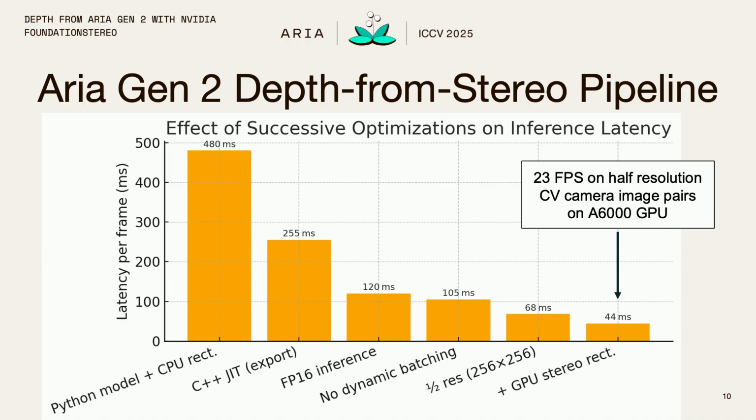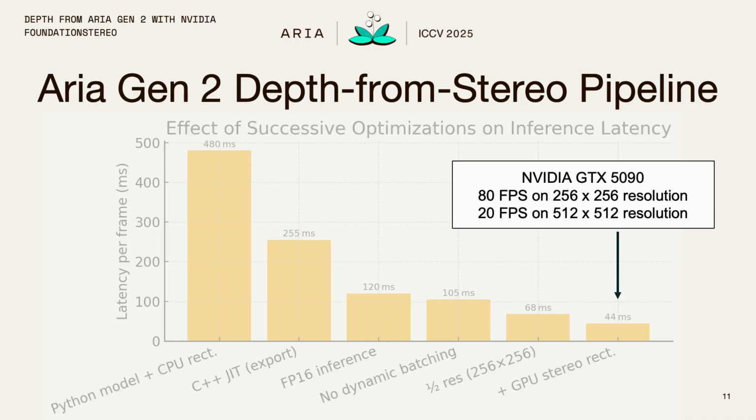But GPUs have evolved. If you take a modern system like the top of the line that you can get now, which is the 5090, we're actually at 80 frames per second on 256 square resolution, and we can run 20 frames per second on the full resolution data from the cameras.